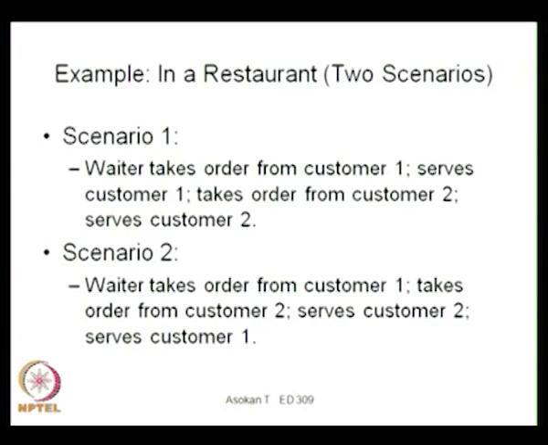The second scenario is that the waiter takes order from customer 1, takes order from customer 2, serves customer 2, and then serves customer 1. So this is another scenario. Of course you can have many other scenarios of various situations, and then try to see how we actually get those scenarios represented using Petri nets. Just for example, I am showing two scenarios.